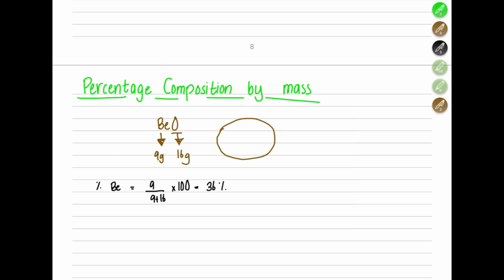So that means in this, 36% is beryllium. The rest of this molecule is 100 minus 36, which is 64. So in beryllium oxide, 36% of the mass is beryllium and 64% of the mass is oxygen.